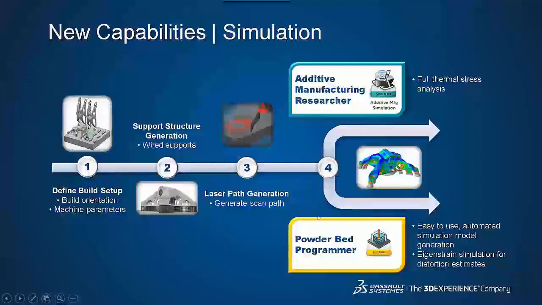So what we're introducing now in 2018X is a new Eigenstrain capability. And this is going to be incorporated into this manufacturing planning flow in the powder bed programmer application, and it will act as a simple means of checking distortions with some automatic model setup in there. So we're going to discuss these simulation capabilities in more detail next, and I'm going to pass the presentation over to Jing so that she can give us some more details on these simulation capabilities.